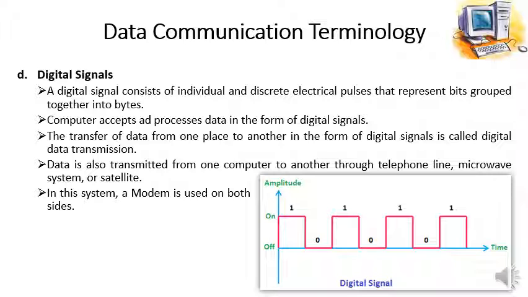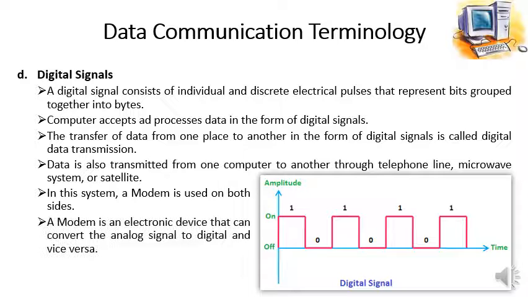In this system, a modem is used on both sides. As I told you, a modem is an electronic device that can convert the analog signals to digital, and vice versa, means that the analog signals can be converted into digital, and further the digital signals are converted into analog. And the figure is shown here in this diagram. You can see that the signal has got only two possible values, whether it is 1 represents the on signal and 0 represents the off signal. So that is the digital signal.